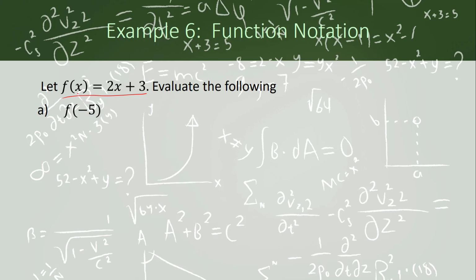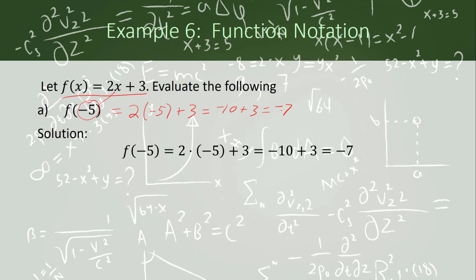Notice how when we have an x here, we have an x here. So whatever is in this parenthesis gets put into where the x is. So this is going to be equal to 2 times, instead of x, we have negative 5, plus 3. And that, of course, will be equal to negative 10 plus 3, which is negative 7, which is what we have here. All right, next one's a little more interesting, or more annoying. I guess it's a question of perspective.